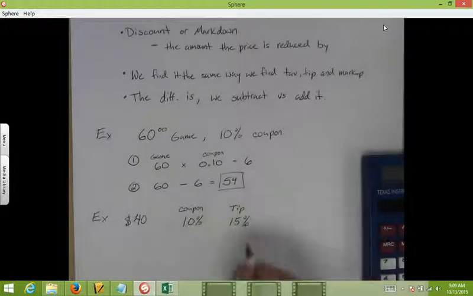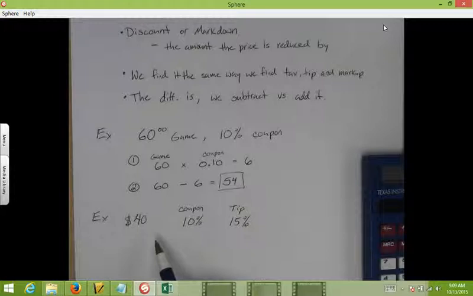Now, last time we did these problems that involved tip and tax, we just added these percents. But when we have coupons and discounts, it's a little bit different. We're actually going to have an extra step. First, we find out what the cost is after we use the coupon. Then we tip on that amount. I'll show you. Step 1, find out what the cost is after coupon.